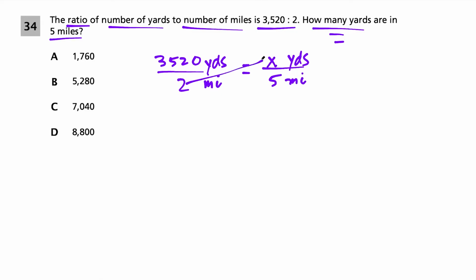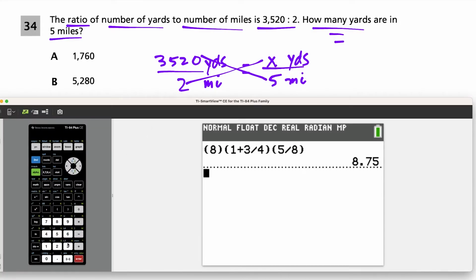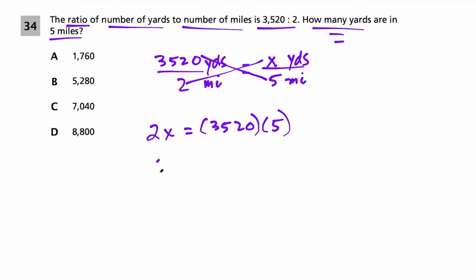So now I just cross multiply. I'm going to have 2 times x, and I'm going to set this equal to, we have 3,520 times 5. Now we do get a calculator, so there's no shame in doing this. We have 3,520 times 5. So we multiply this out, and it's going to give us 17,600. So we have 2x equals 17,600.